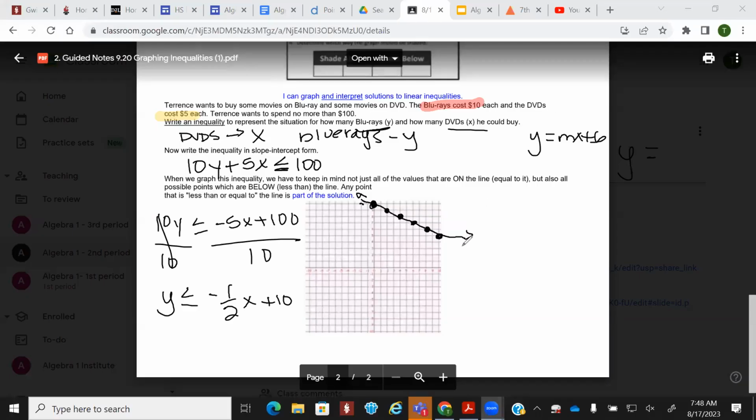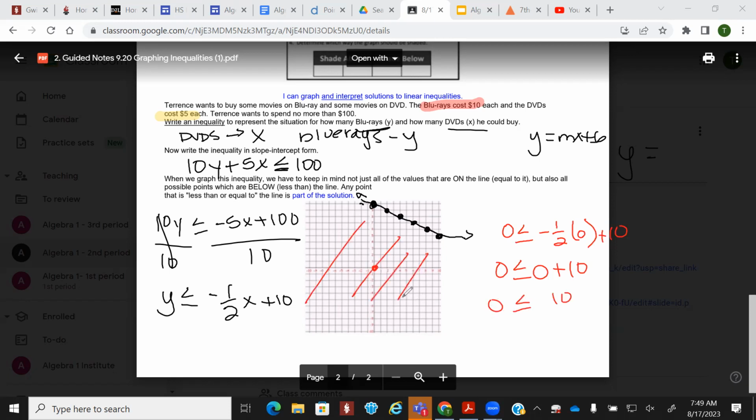Now, do we shade above or below? Okay, so let's check and make sure. Let's take that 0, 0, right? And let's plug it in. So if we have 0 is less than or equal to negative 1/2 times 0 plus 10. Well, what's negative 1/2 times 0? So that's going to be 0 is less than or equal to 0 plus 10. What's 0 plus 10? Is 10 bigger than 0? Yes. So we're going to shade towards this guy.